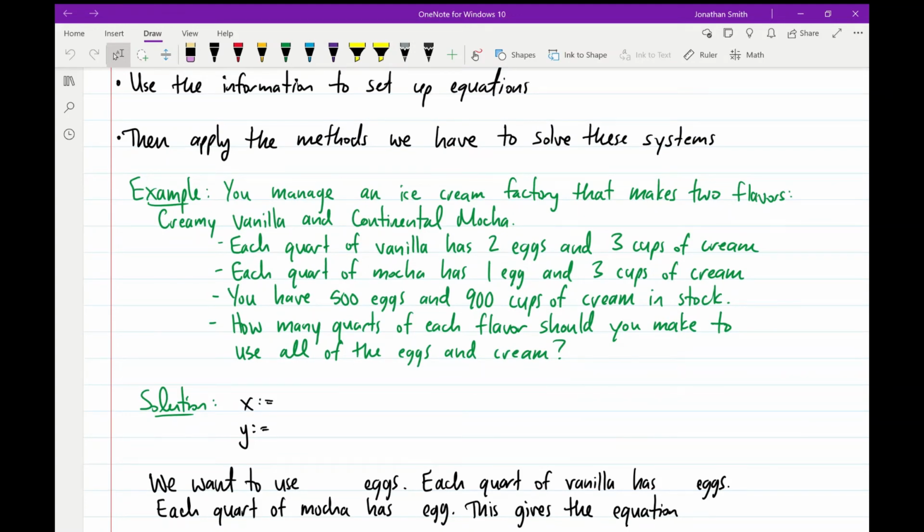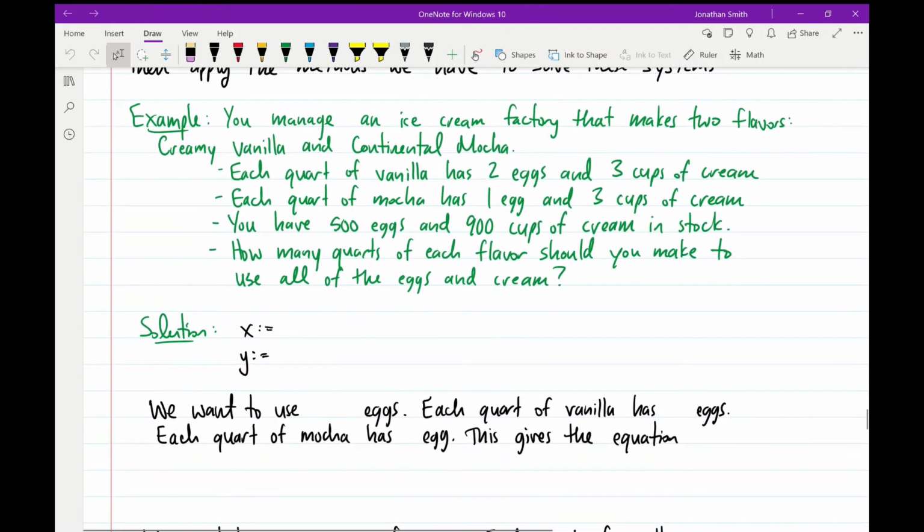and then pop out whatever kind of information we wanted in the first place. So for this first example, let's say that you manage an ice cream factory, and the ice cream factory makes two different flavors. It makes creamy vanilla and continental mocha, which from now on I'm just going to call vanilla and mocha. Let's say that each quart of the vanilla ice cream has 2 eggs in it and 3 cups of cream in it. And each quart of mocha has 1 egg in it and 3 cups of cream.